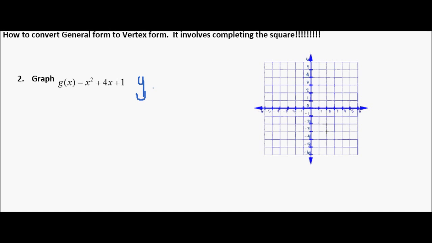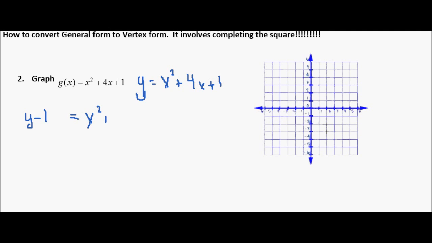So just like I did before, I'm going to replace the g of x with y. So I have y equals x squared plus 4x plus 1. And then, just like we did every time we completed the square, we moved the constant to the other side. Now, before there was a 0 on the other side. Now there's a y, but that's fine. It's y minus 1, and I'm actually going to leave a blank because we're going to complete the square.